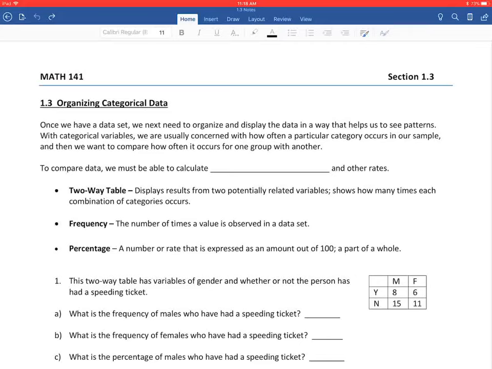Section 1.3, Organizing Categorical Data. Once we have a data set, we need to organize and display this data in a way that helps us to see patterns. With categorical variables, we're usually concerned with how often a particular category occurs in our sample, and then we want to compare how often it occurs for one group with another. To compare data, we have to be able to calculate percentages and other rates.